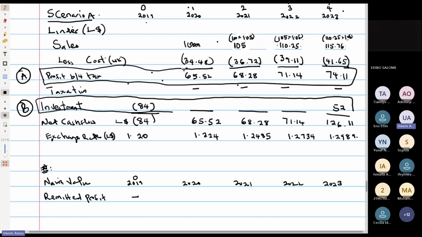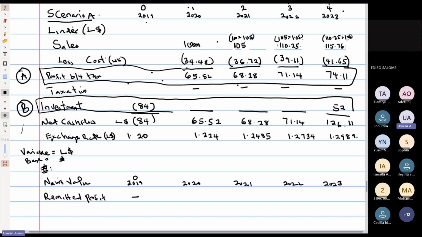Now, how do we convert? Do we multiply or do we divide? Very easy. The rule is simple. We've explained the rule at the start of the class. If you follow the rule, you would not get it wrong. What is our variable currency again? Linderian dollar. Right? What is our base? Naira. Our base is Naira.